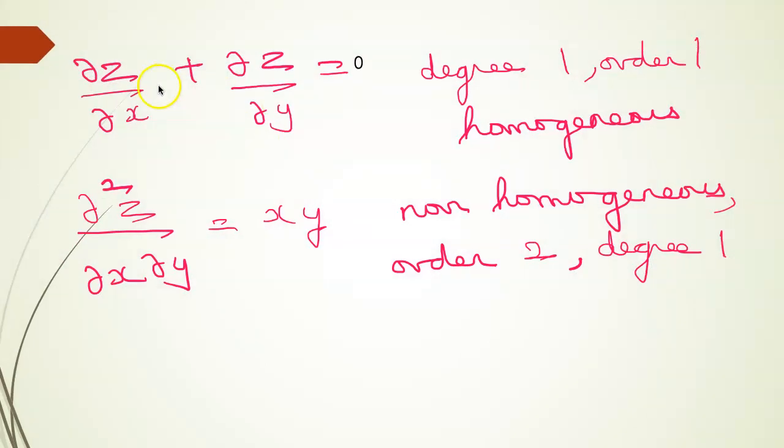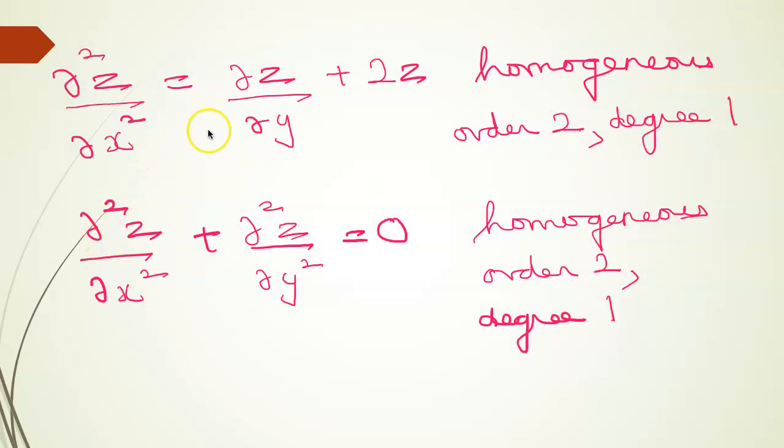For example, del z by del x plus del z by del y equal to 0. Both terms have partial derivatives of the dependent variable, so it is of degree 1, order 1 and homogeneous. Del 2 z by del x del y is xy. This term does not have a partial derivative, so it is non-homogeneous, of order 2 and degree 1. Degree 1 because the highest derivative is of degree 1.